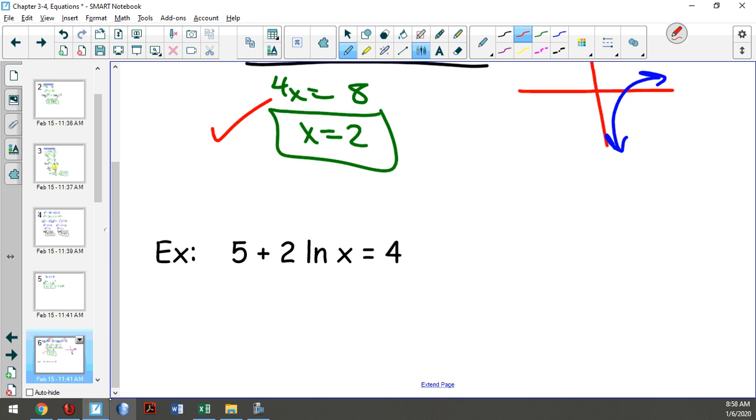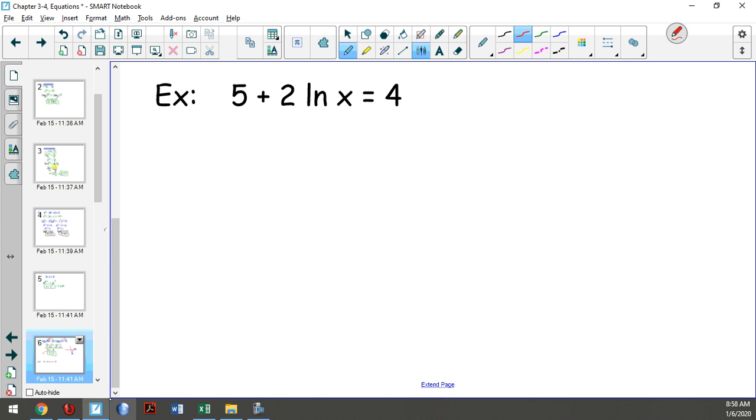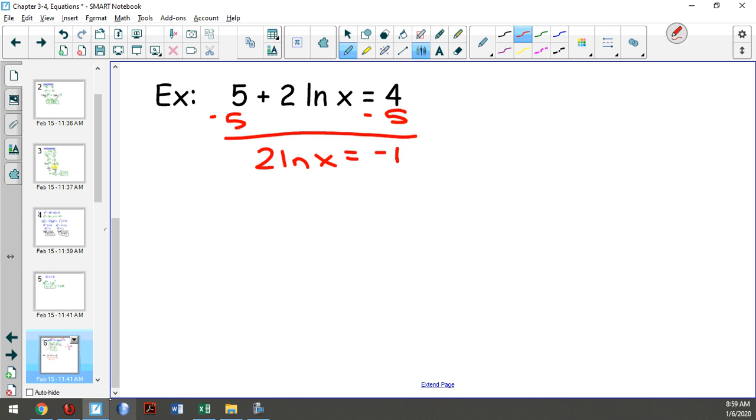Okay, what about this one right here? What do you think we should do there? I'm sorry? Subtract the 5. Sounds great to me. 2 natural log of x is equal to negative 1.